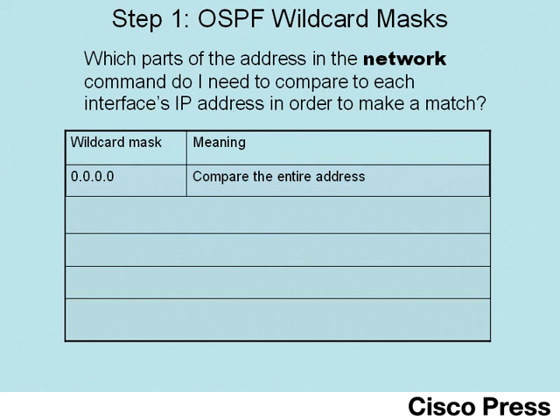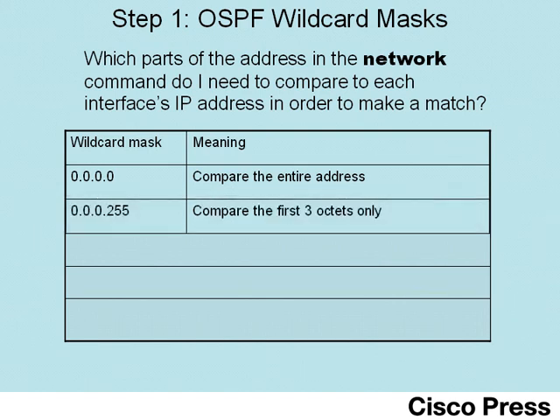First of all, a wildcard mask of all zeros tells the router it must compare all 4 octets of the address in the network command to each interface address. In other words, the interface IP address must exactly match the address in the network command. Now with the wildcard mask of 0.0.0.255, it tells the router to only look at the first 3 octets of the address in the network command when comparing it to the interface IP addresses. So the 4th octet can essentially be ignored.